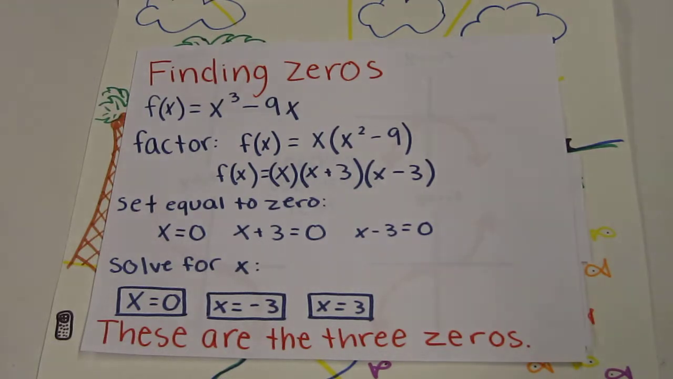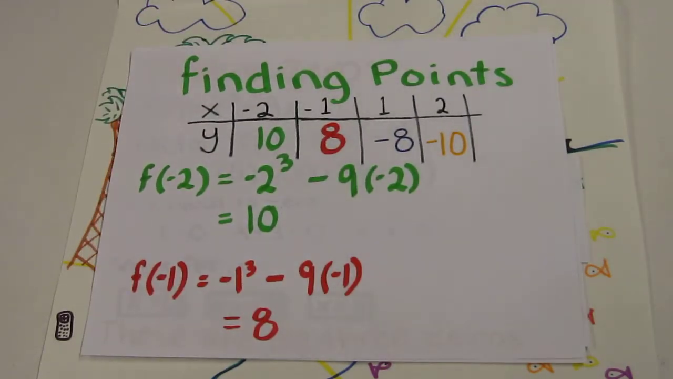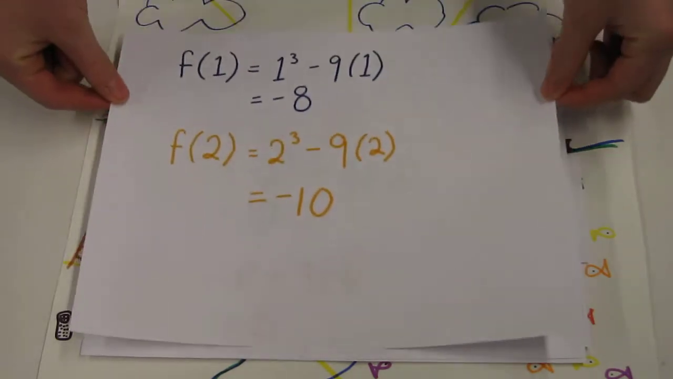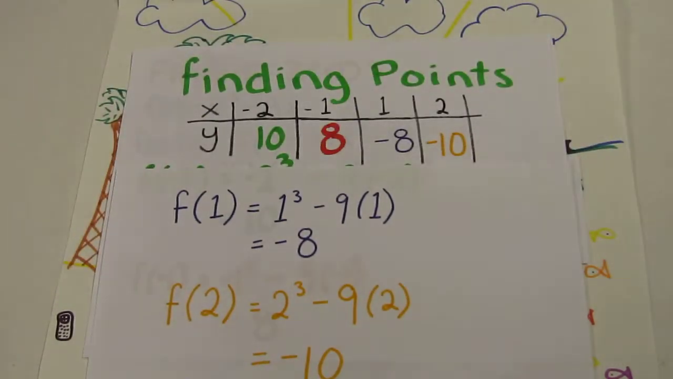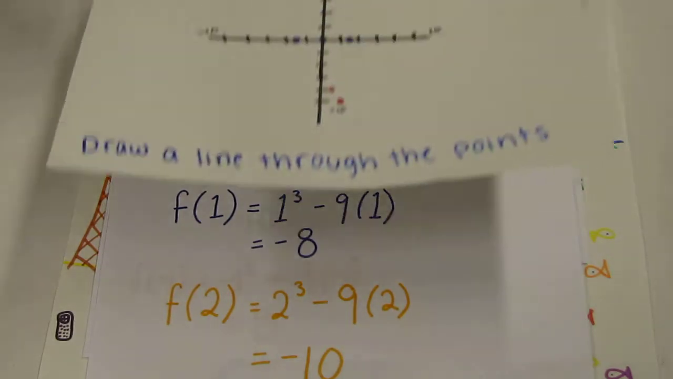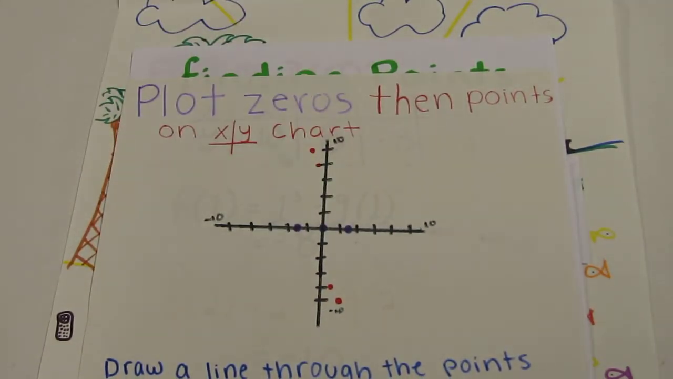The third step to graphing polynomial functions is to find random points that you can plot to form your graph. Make an xy chart and use the points x equals negative 2, x equals negative 1, x equals 1, and x equals 2, as these are core points for the graph. Now you can finally start to plot the points on your graph. Start with the x-intercepts we found in step 2, and then plot the points from your xy chart.